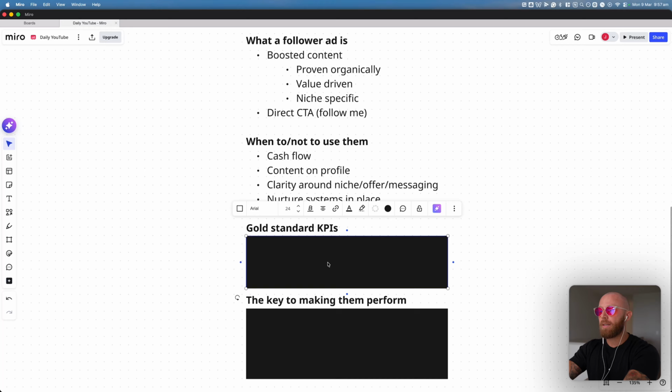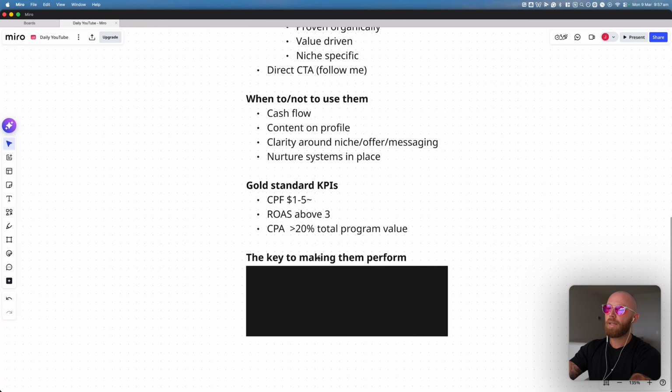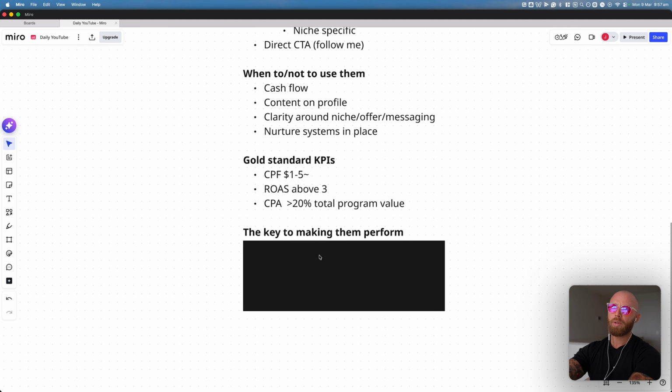The next one is getting some gold standard KPIs. So these are the KPIs that we shoot for. Cost per follow, floating anywhere from about $1 to $5. Now this is going to be niche dependent.